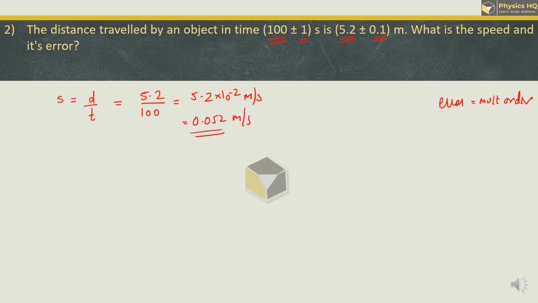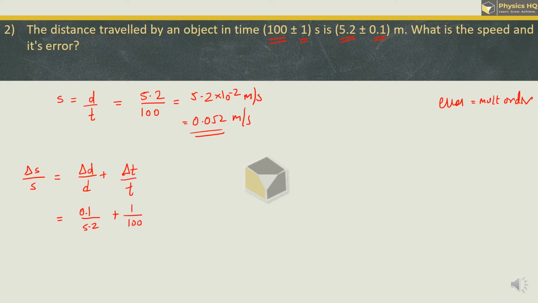This is the speed. Now let us find out the error in the speed, and that we will find out by using the relative error formula. So we have delta S upon S, which is nothing but relative error. This is equal to delta D upon D plus delta T upon T. So this is how we find the relative error; we take the addition of relative errors. Now delta D is 0.1 and D is 5.2. Likewise delta T is 1 upon 100.